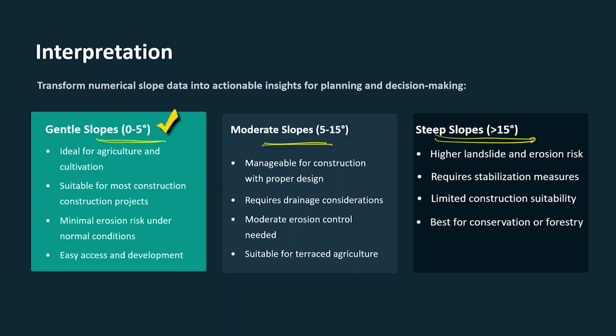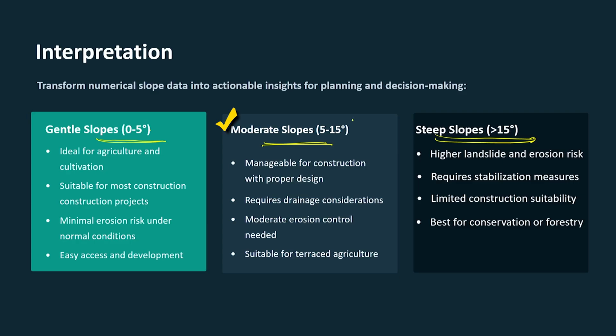The first class is 0 to 5 degree slopes. These are the gentle slopes. They are ideal for agriculture, and suitable for most construction activities and developmental projects. Also, they are under the most minimal risk of erosion under normal conditions. It is also easier for developmental activities to access such gentle sloping lands.